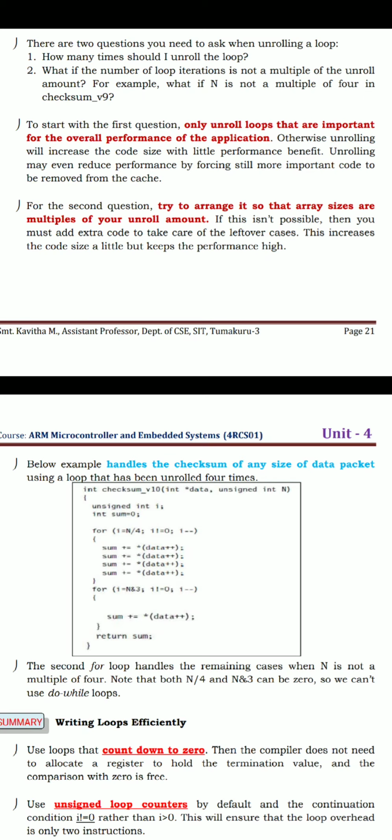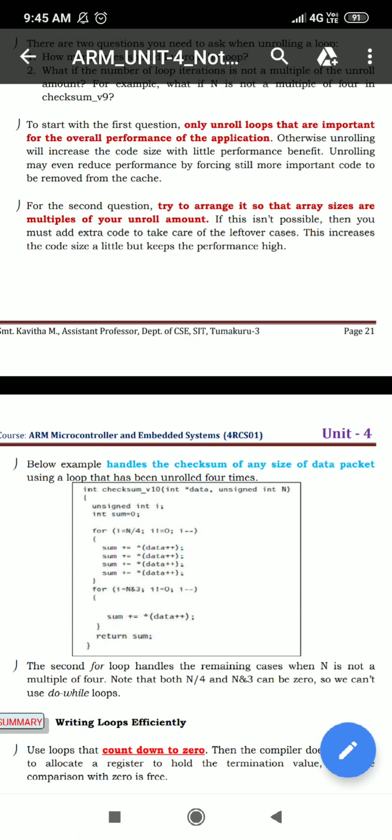To start with the first question, you should only unroll the loops that are important for the overall performance of the application. If not, the unrolling will increase the code size with only little performance benefit, and it may even reduce the performance by forcing still more important code to be removed from the cache. Coming to the second question, where the number of loop iterations is not a multiple of the unroll amount, you may have to add extra code to take care of the leftover cases. This may increase the code size a little, but it keeps the performance high.